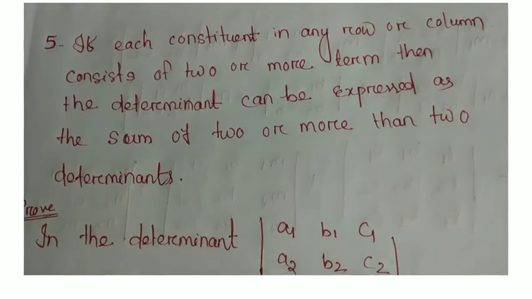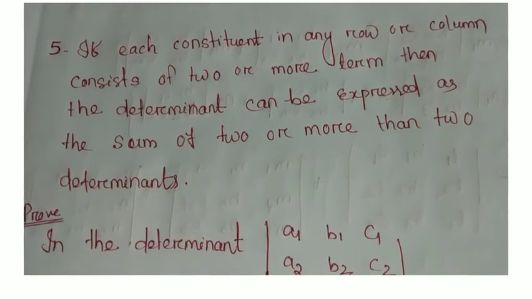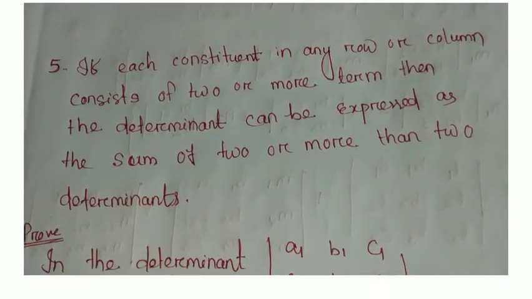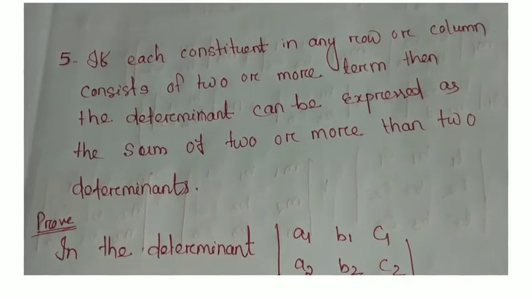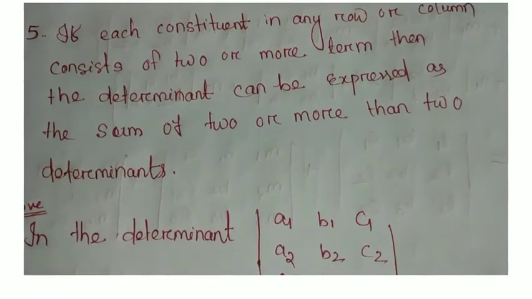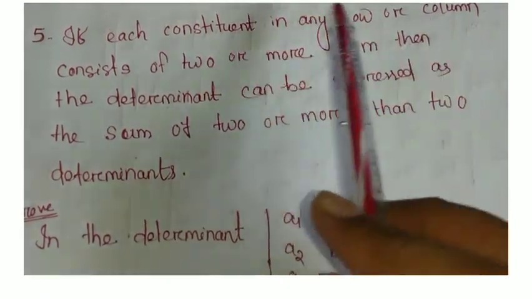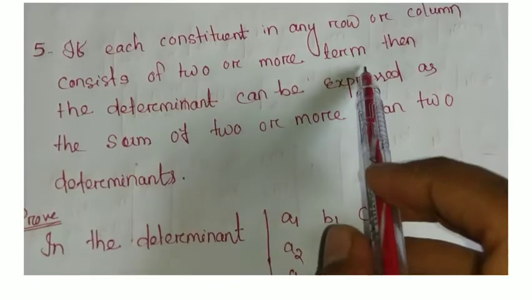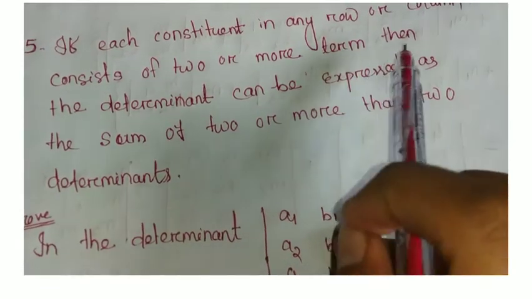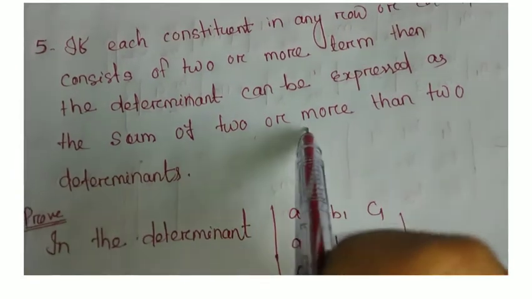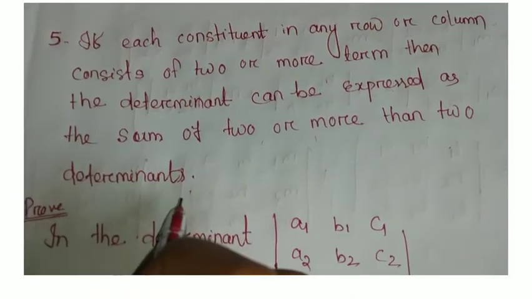In the previous class we discussed properties of determinants, and today we discuss the remaining properties of determinants. Property number 5: if each constituent in any row or column consists of two or more terms, then the determinant can be expressed as the sum of two or more than two determinants.